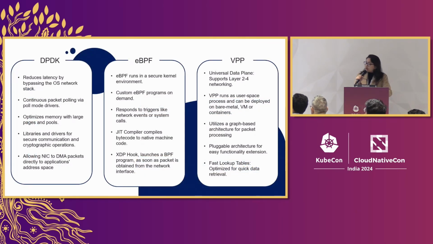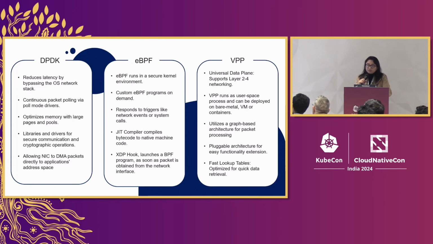So, some more detail about all three of them. DPDK reduces latency by bypassing the kernel layer. It does continuous packet polling via DPDK-provided poll mode drivers, where the CPU continuously polls the NIC for incoming traffic instead of relying on interrupts. DPDK also optimizes memory with large pages and pools with the help of huge pages. DPDK offers libraries and drivers for secure communication and cryptographic operations, and it allows the NIC to DMA packets directly to application address space.